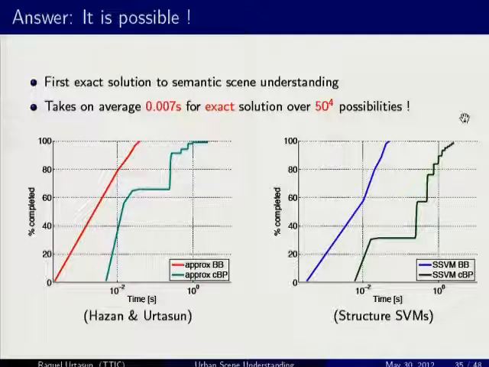And so it turns out that you can actually do this even better. We have come up with a way to do exact inference in this problem. Okay, so now you're guaranteed to get the optimum over, let's say, 50 to the 4 possibilities. And you can get the exact solution in only 7 milliseconds. Okay, so you can actually do this inference very, very fast.